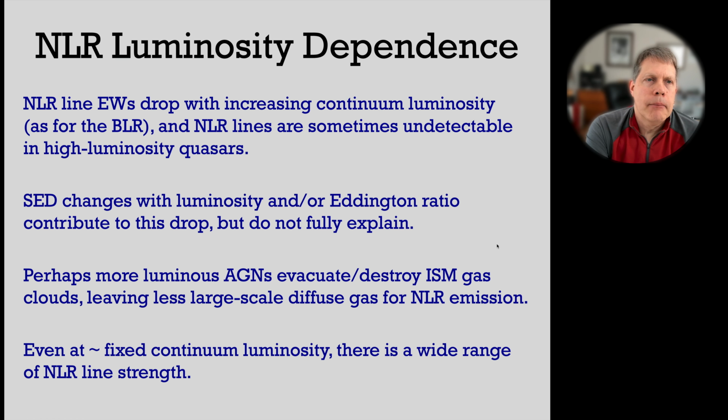Okay. Another important thing to highlight is the luminosity dependence of the narrow line region. Just like for the broad line region, the narrow line region line equivalent widths drop with increasing continuum luminosity. Okay, such that in high luminosity quasars, the narrow line region lines can sometimes be undetectable or nearly so.